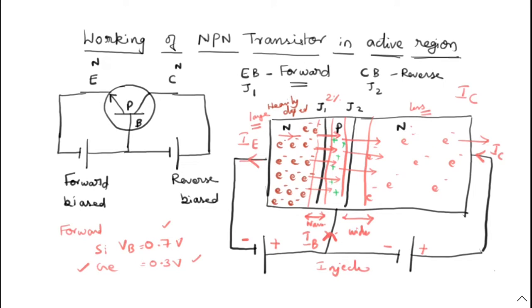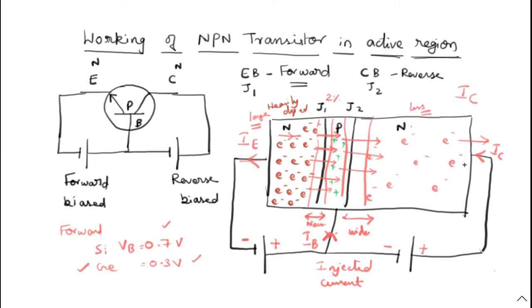Injected current. Why is it called injected current? Because the electrons are injected by the emitter. That's why it is known as injector current. Collector current is also known as injector current.